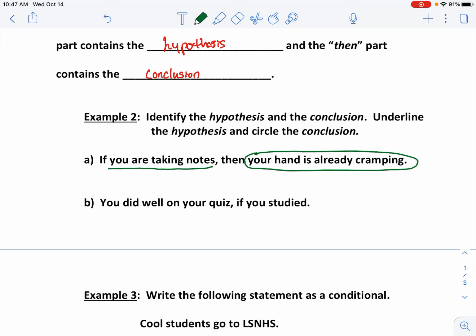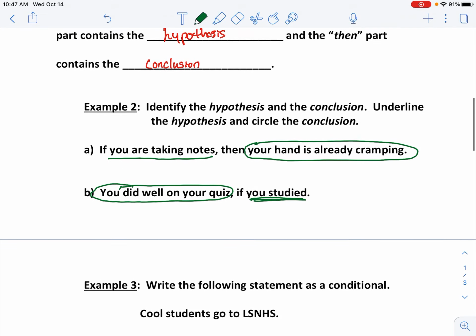We're going to do it again here for: you did well on your quiz if you studied. Now this one's a little bit tricky. There's that if part, so this is our hypothesis: you studied. And then the conclusion is you did well on your quiz. So we know with the English language we can shift things around, but the if part contains the hypothesis and the then part contains the conclusion. In part B, sometimes we don't even have the then part. So conditional statements have 2 parts, the hypothesis and conclusion.